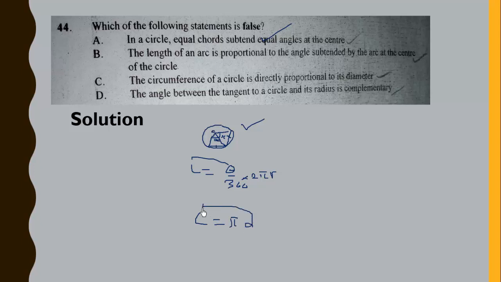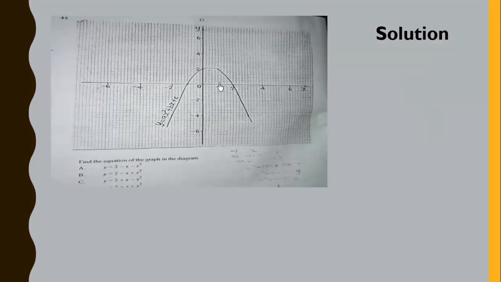Then we have the circumference is equal to pi times diameter, so that is also a direct proportion. Then we have this one too. The tangent and the radius make an angle of 90 degrees, so it's a right angle, not complementary angles. So the correct answer is D. That is the only false statement.